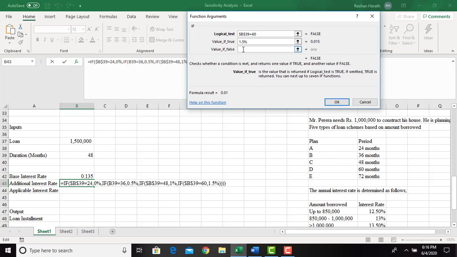If false, it's going to be 72, so that is the only outcome that is available there. It's going to be 2%. Right, that's how you would take that.